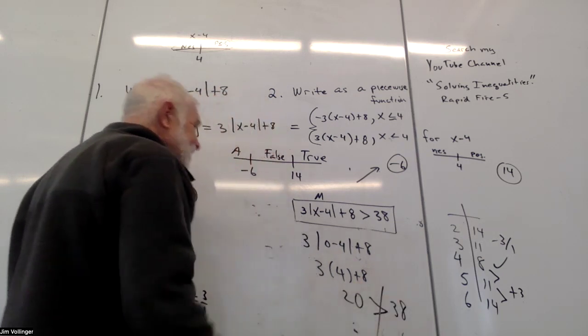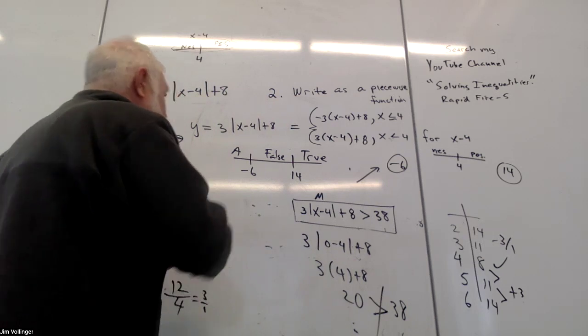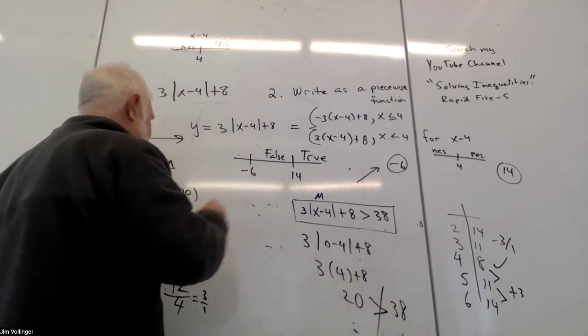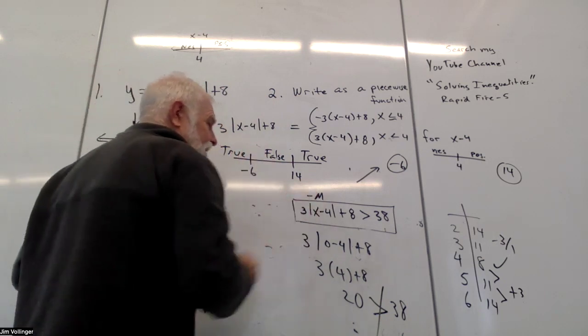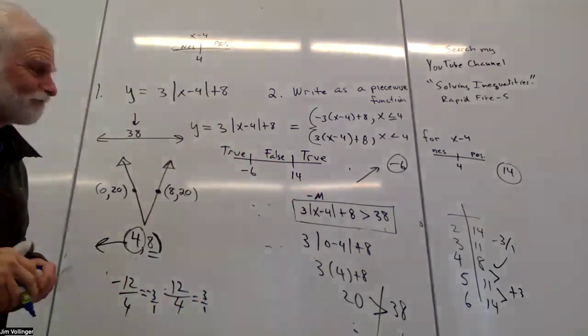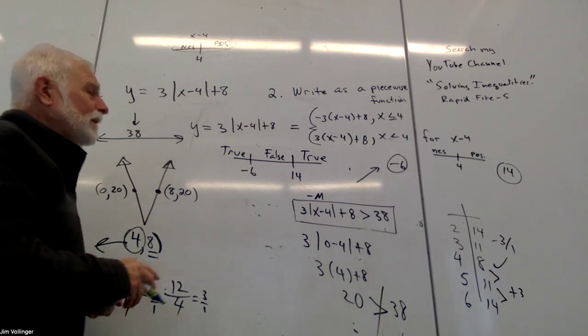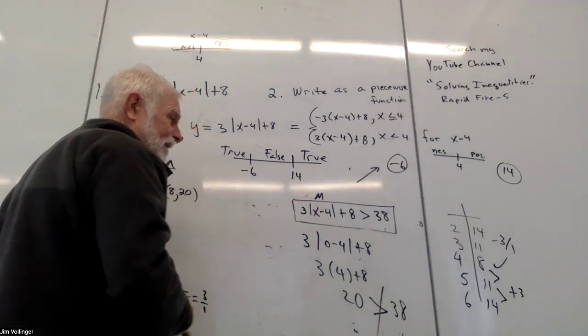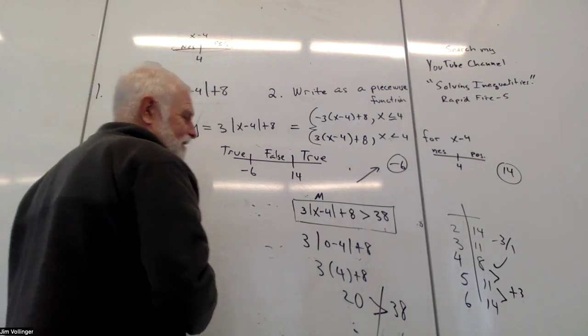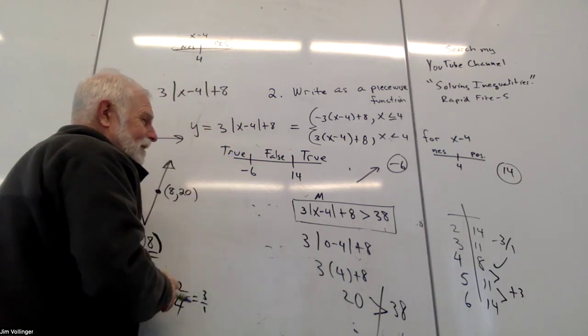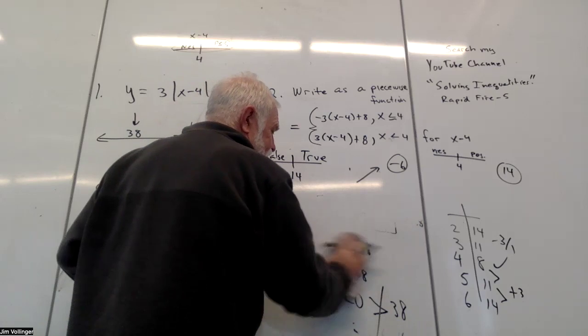No, it's not. False. I've got a feeling this is going to be true because of the symmetry. Let's put a -1,000,000 in. Oh, that's right. The absolute value of -1,000,000 is 1,000,000. And we're right back to 3,000,008. And I do believe that's bigger than 38. True. Now the question is, how do we write it?